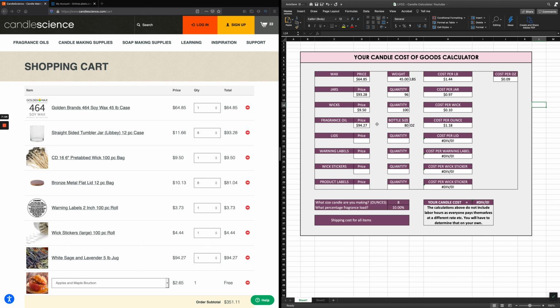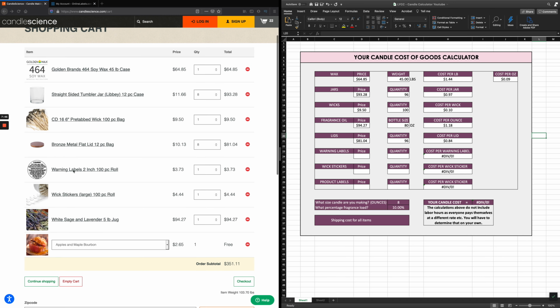Okay, so the next thing we're gonna do is lids. I'm gonna do these bronze lids, and you're gonna need 8 bags of the 12 piece. Each bag is $10.13. Your total is $81.04. So we're gonna put here 81.04, and there's a total of 96 lids. So you're gonna do 81.04 divided by 96. That's gonna give you 84 cents a lid.